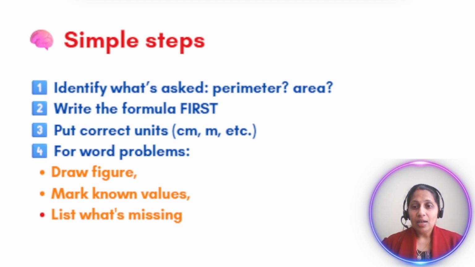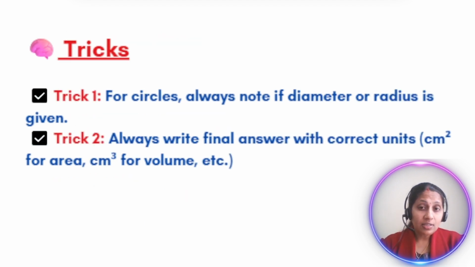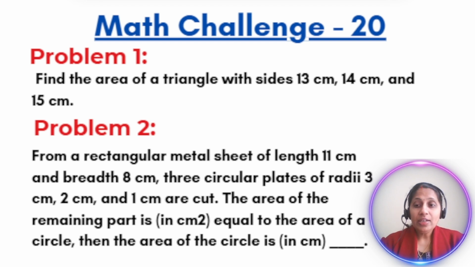Clear? And now let's see the quick trick that you should never forget. For circles, always note if diameter is given or radius is given. And for all other questions, including circles, always write the final answer with the correct unit. Okay? And now comes the challenge for you. Find the area of a triangle with sides 13 centimeter, 14 centimeter and 15 centimeter. We have already seen a formula for this. Substitute in that and you get the answer.